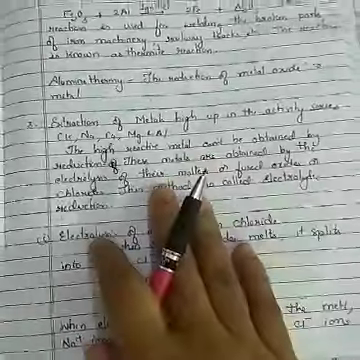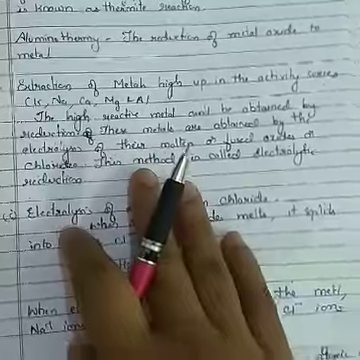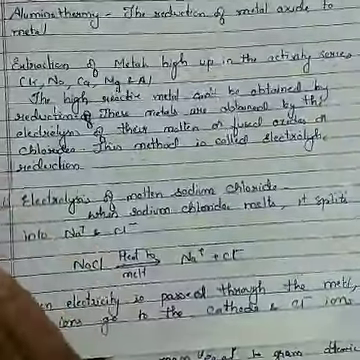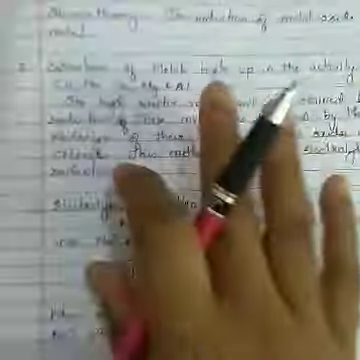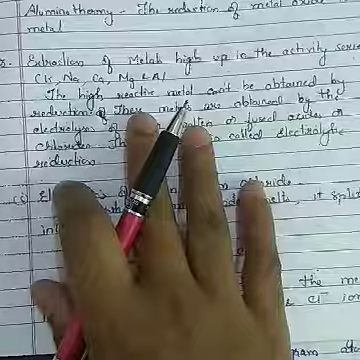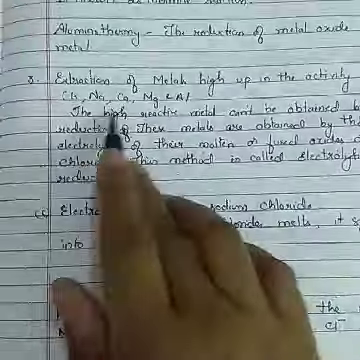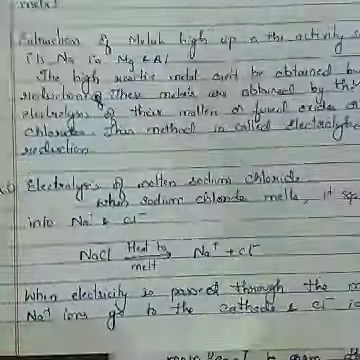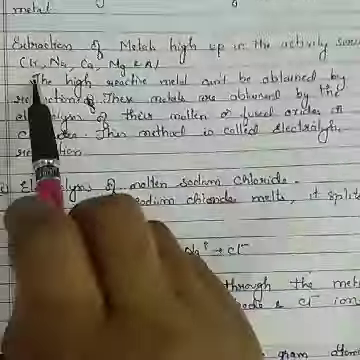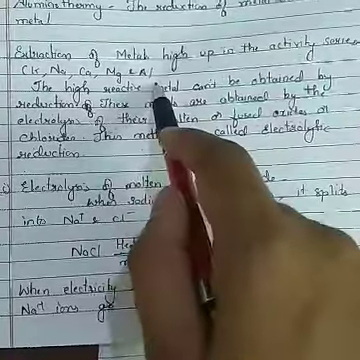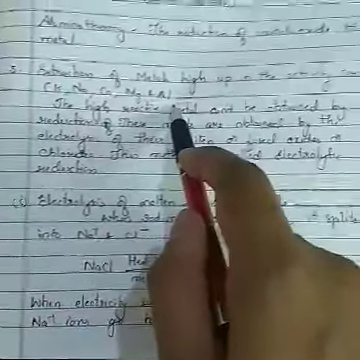Hello students, we were discussing the extraction of metals. We have done extraction of metals low in the reactivity series and metals in the middle of the reactivity series. Now we are going to do extraction of metals high up in the reactivity series. These metals are potassium, sodium, calcium, magnesium and aluminium. So how are these metals extracted from their ores?